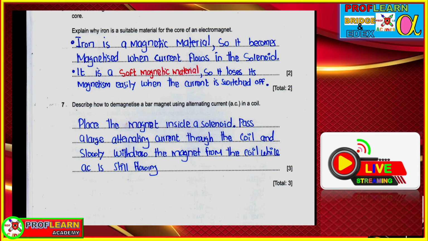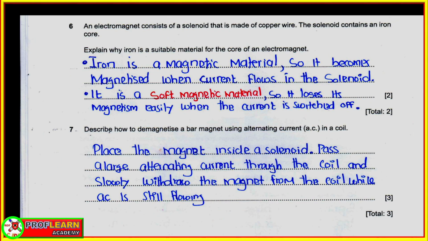Then we have question 7, where we are supposed to describe how we can demagnetize a magnet by the use of what? By the use of alternating current. Remember, you magnetize a magnet by using direct current. But if you want to demagnetize or destroy a magnet, you need to use alternating current. The alternating current should be flowing as you are withdrawing the magnet from the solenoid.